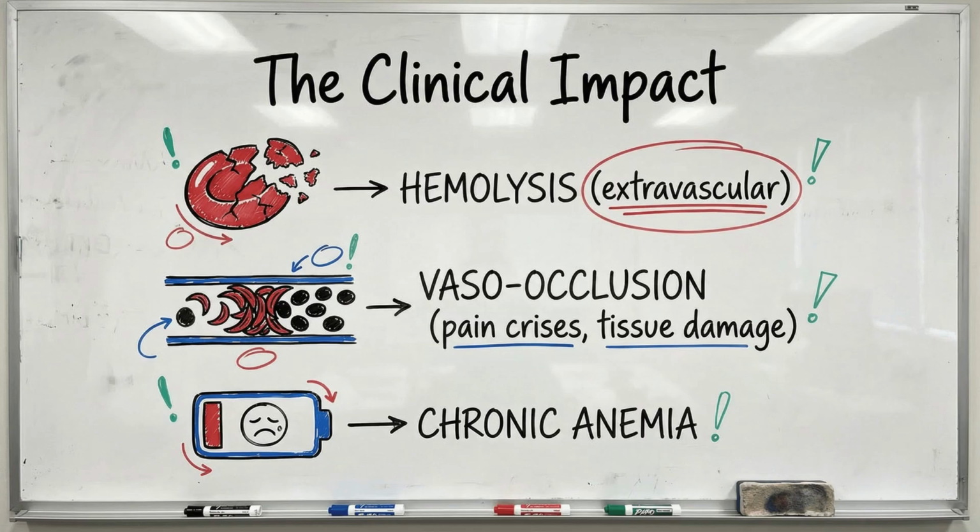These stiff, sticky sickle cells get jammed in the tiny capillaries, blocking blood flow. This leads to excruciating pain crises and, over time, causes ischemic damage to virtually every organ in the body. It's a cascade of problems, all stemming from that single amino acid change. It's a stark reminder of how a microscopic flaw can have macroscopic consequences.